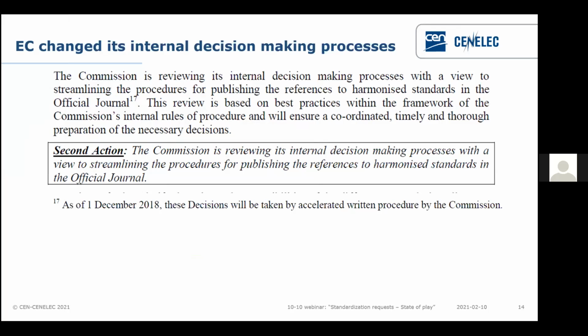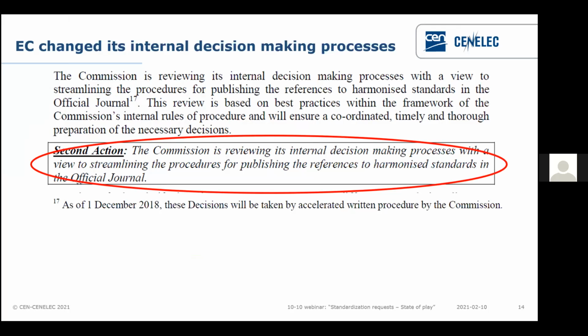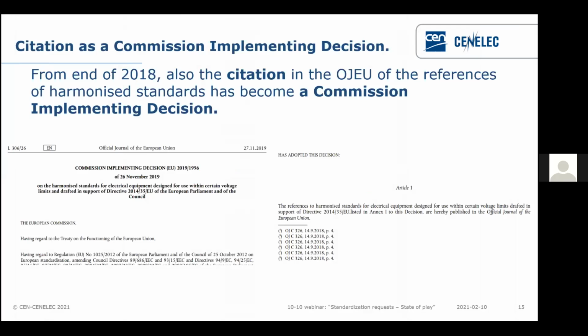Not only that, in this communication there is also a clear reference to the fact that the Commission will review the internal decision-making process with a view to streamlining the procedures for publishing the reference to harmonized standards in the Official Journal. What does it mean? You will see also the note: as of 1st December 2018, this decision will be taken by accelerated written procedure by the Commission. This means basically that from the end of 2018, the citation of standards has become a Commission implementing decision, so it's a legal act, as well as the standardization request.